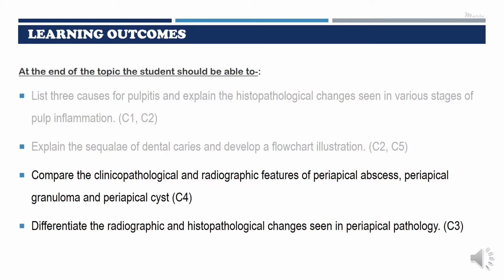The learning outcomes for today's topic will include to be able to compare the clinicopathological and radiographic features of periapical abscess, periapical granuloma and periapical cyst. We will also be able to differentiate the radiographic and histopathological changes seen in periapical pathology.